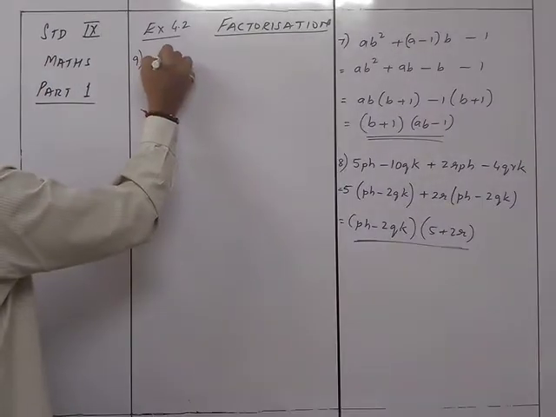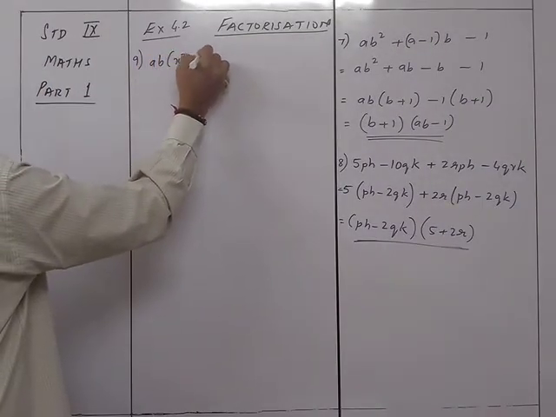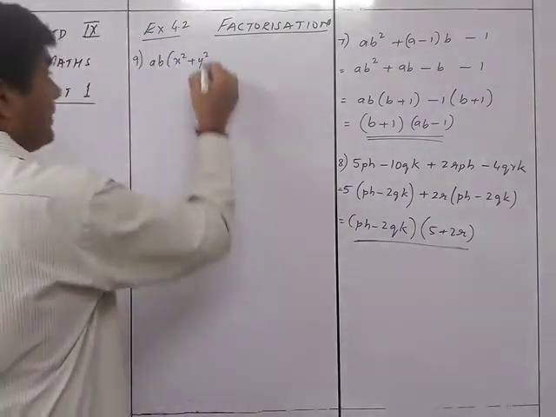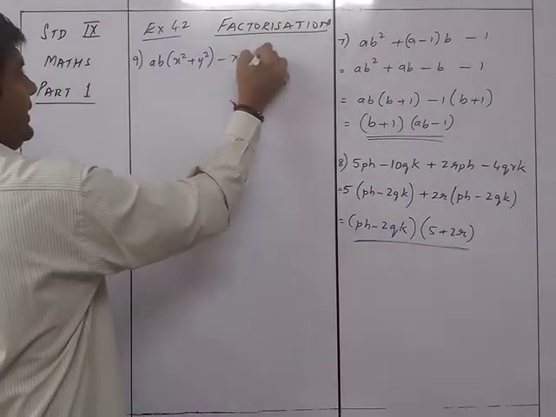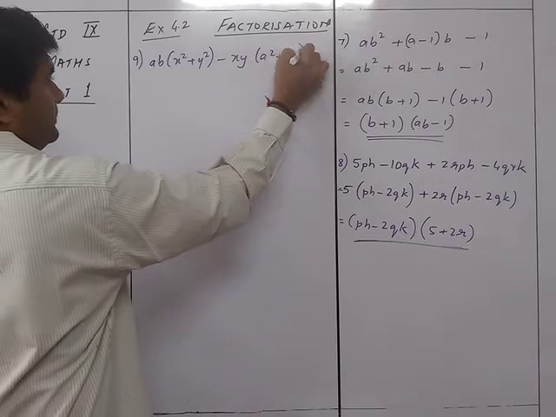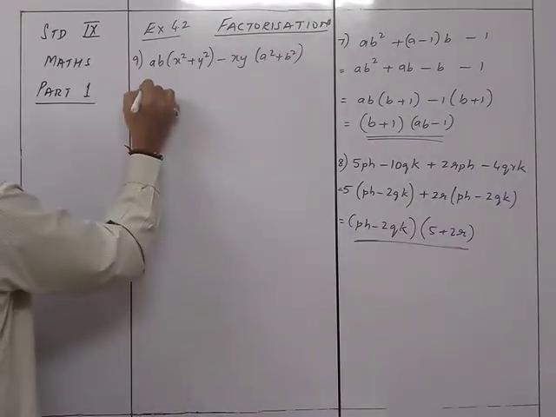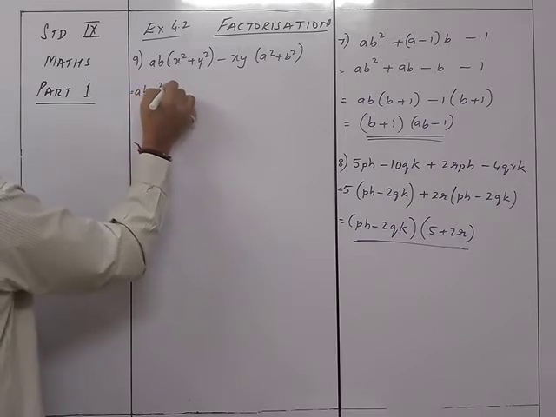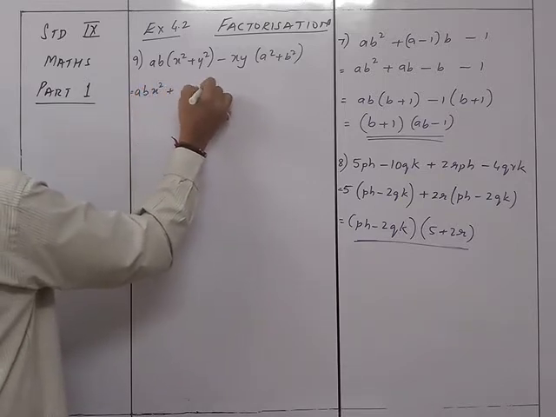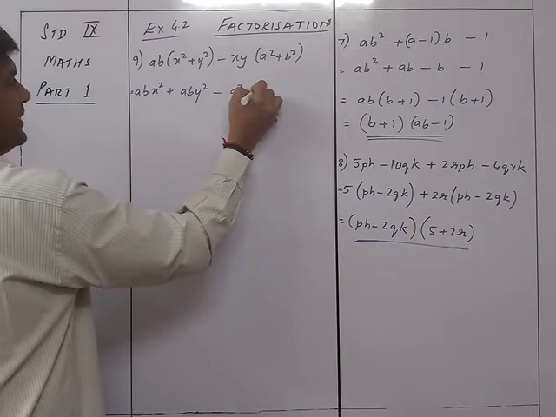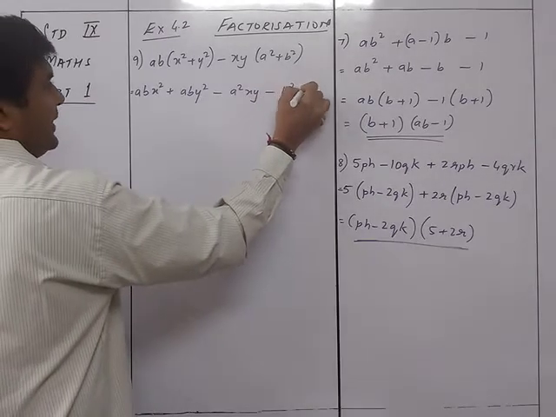That is ab into x square plus y square minus xy into a square plus b square. So opening the bracket, you get over here abx square plus aby square minus a square xy minus b square xy.